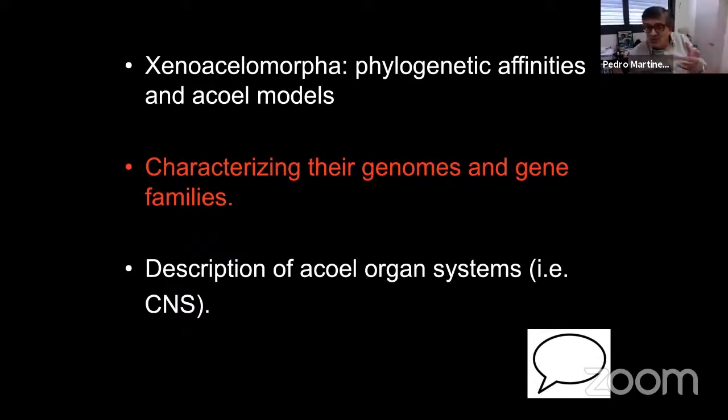So of course, if you want to know how these animals function or are constructed, you need to have access to the genes that make the animals. This means understanding the genomes, and to understand the genomes of as many animals as you can within this group. This has been done.